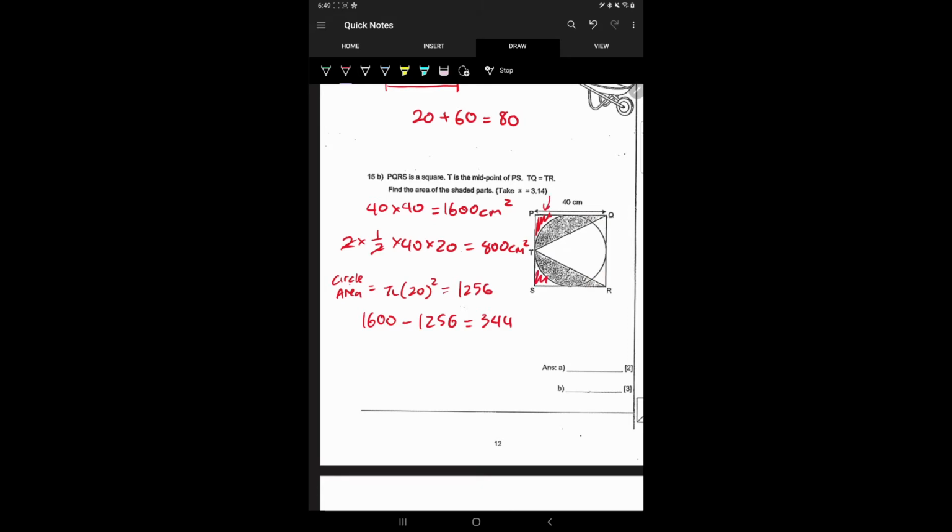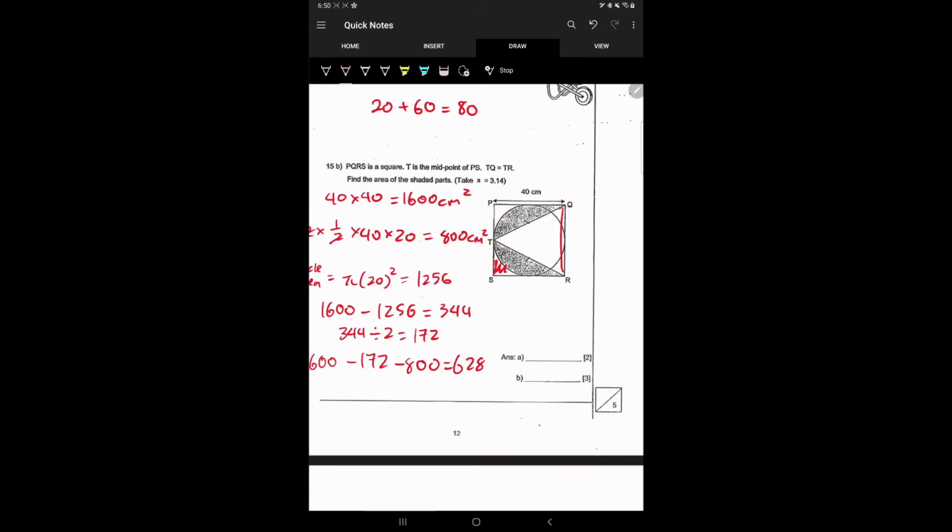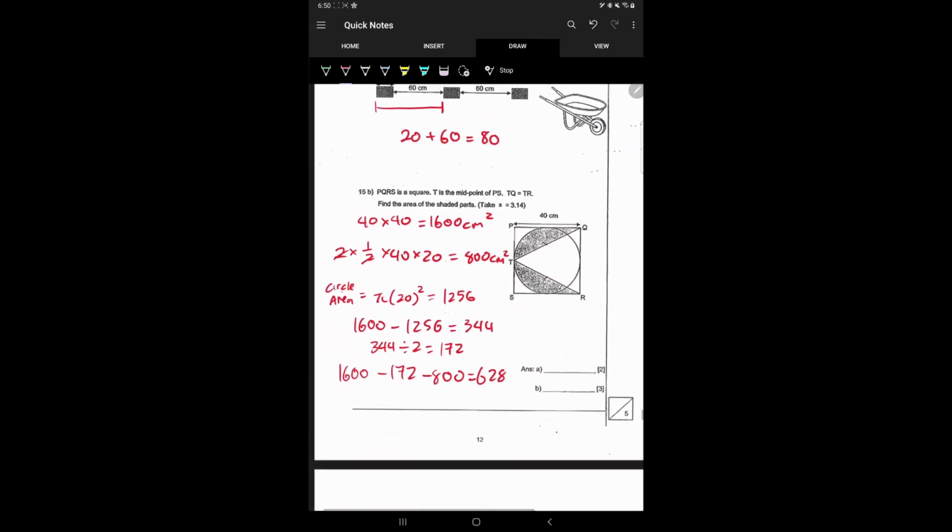So what we are interested in is these 2 parts over here. So we take 344 divided by 2. That's 172. So now we have found the area for these 2 shaded parts, as well as the area of the triangle here. So we just take the area of the square, 1600 minus 172 minus your 800, you're left with 628, which is the area of your shaded portions. So that is your answer.